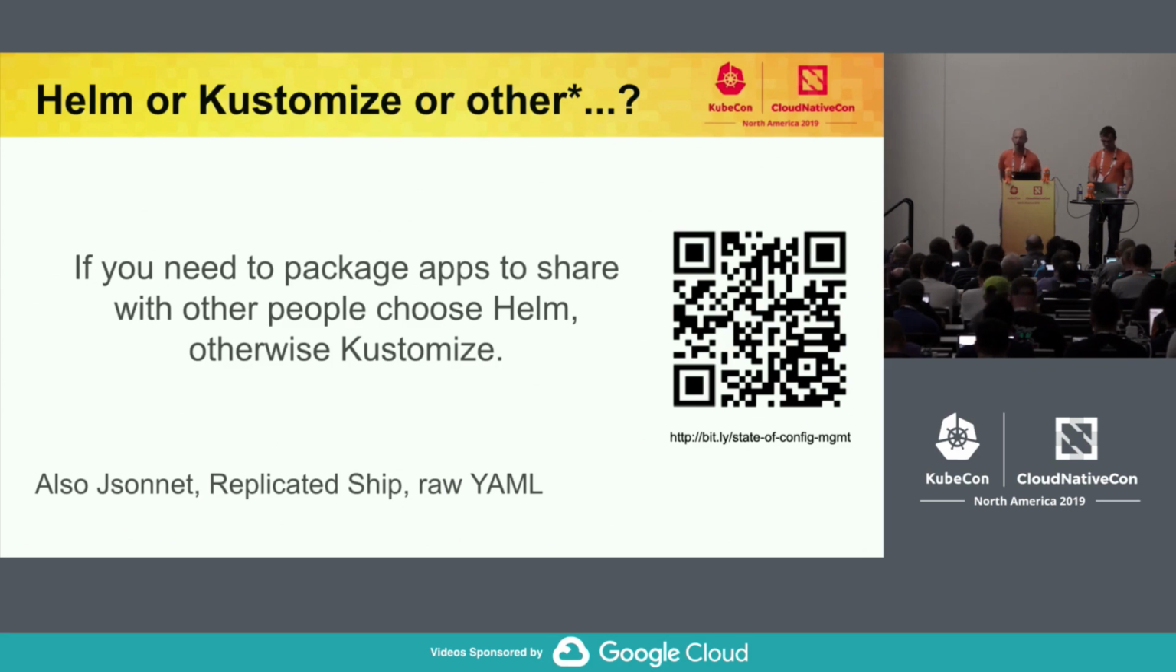There are quite a number of other tools out here. One of my colleagues has published a blog post here, and I put up a QR code if you want to snap that to go and read in more detail about different tools. We quite like JSON, for example. We know a lot of people use Replicated Ship. Some people just like raw YAML. And there's a company here called Pulumi, and they allow you to template your YAML using any kind of programming language you like. These are all interesting different ways of doing it.